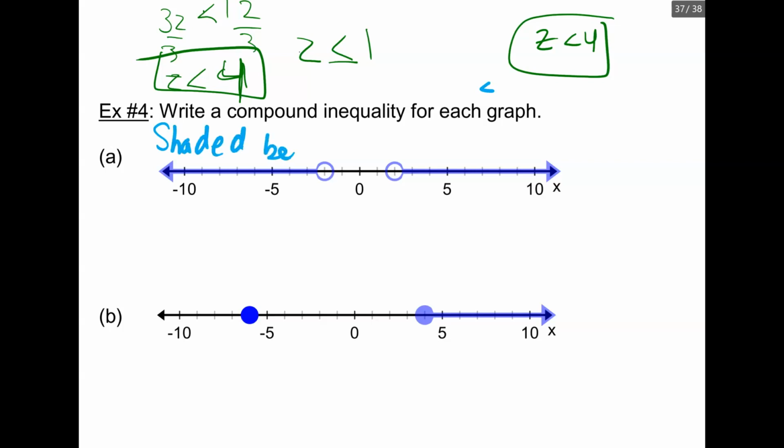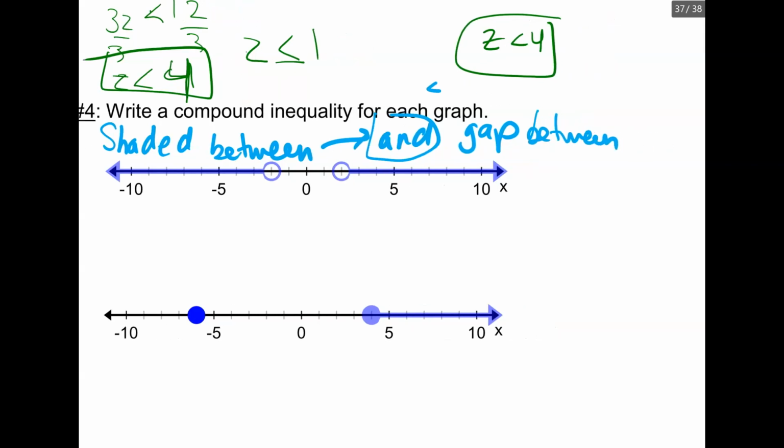All right, shaded. So here's the trick. If it's shaded between, it's going to be an and. Versus if there's a gap between, it's going to be an or. Gap between means an or. So since there's a gap between, this is going to be an or. So I see here is -2, and this is +2. And the arrow is going that way, and the arrow is going this way. So x is going to be less than 2, or x is going to be greater than 2.